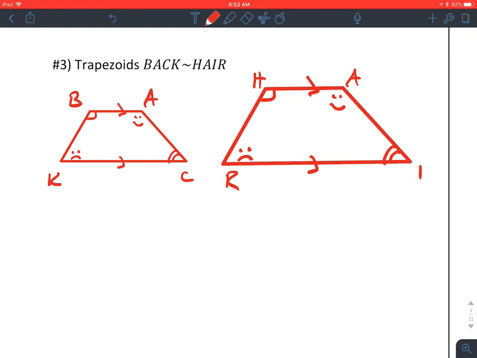Now I need to write down some lengths of sides and make sure that they are proportional. So let's say this is 4 and 6. They have to be different lengths, the bases. And let's say that HAIR is half the size of BACK. It's going to make this 2 and 3. Remember, pictures aren't drawn to scale. Let's say that this fellow over here is 8 and this is 10. Half of that's going to be 4 and 5.